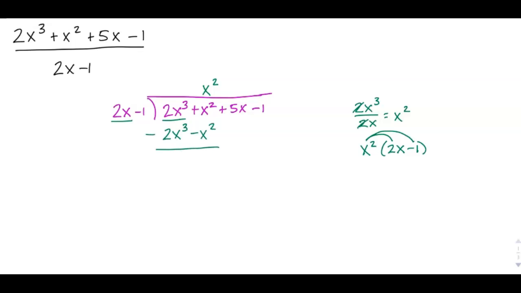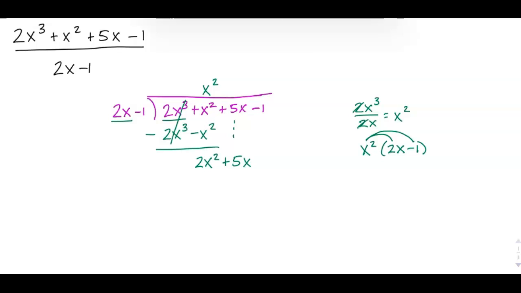And now we're going to subtract. 2x cubed minus 2x cubed, those terms cancel. Be really careful on this subtraction step here. We're taking a 1x squared minus a negative 1x squared. So 1 minus a negative 1 is like 1 plus 1. So this becomes 2x squared. And then bring down the plus 5x.